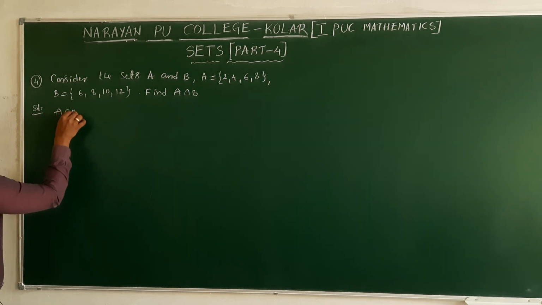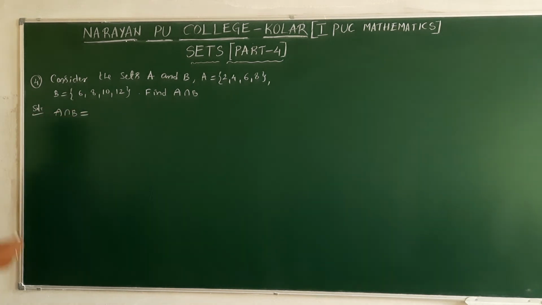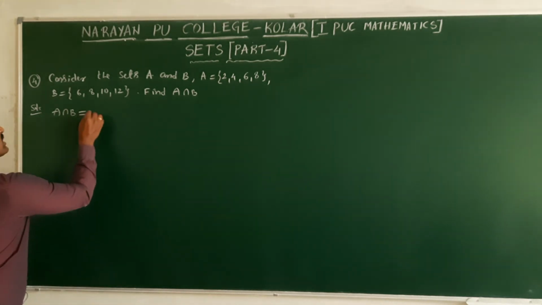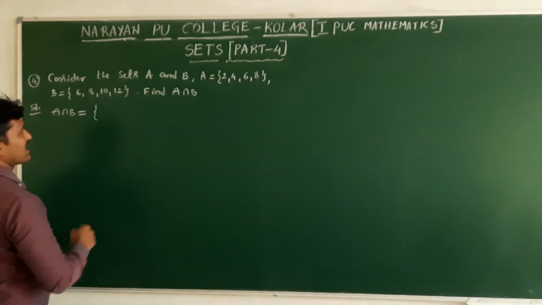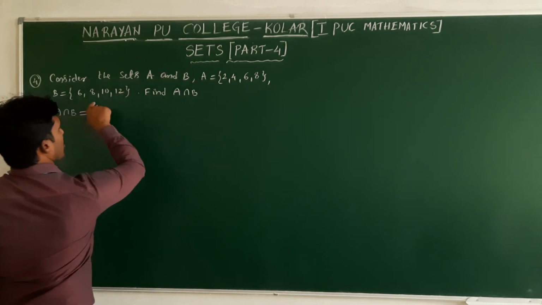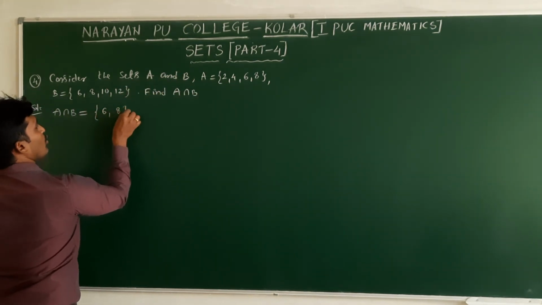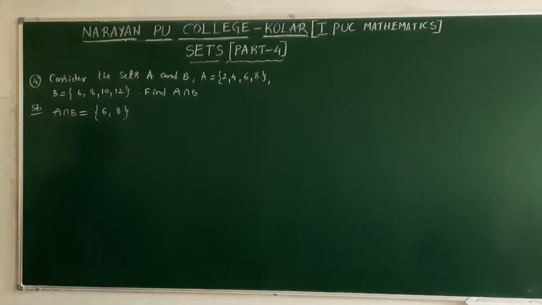How to find A intersection B? Intersection operation is the common elements between A and B. What are the common elements in A and B? 2 is there, not there. 4, not there. 6, yes, it is there. And 8. Only 2 elements are common between set A and set B.